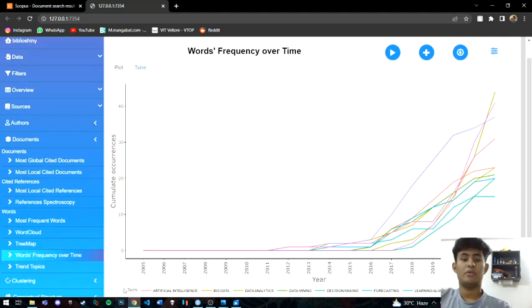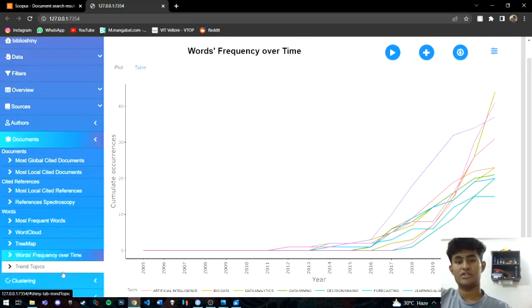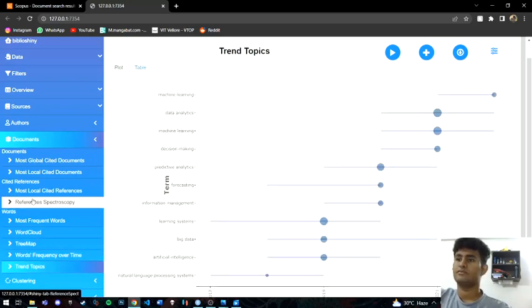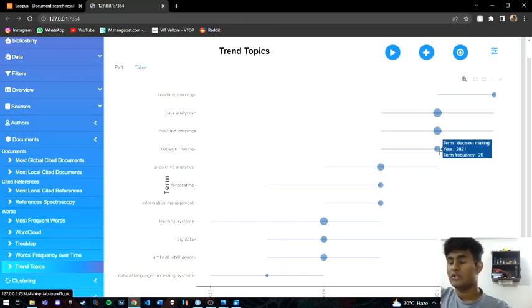Finally, we will see the plot of trend topics, which allows us to see what was the trend in every single year of the analysis. From here we can see that in 2020, the trend was predictive analytics, forecasting, and information management, which transitioned into decision making, machine learning, and data analytics for 2021. And for 2022, the trend is machine learning.